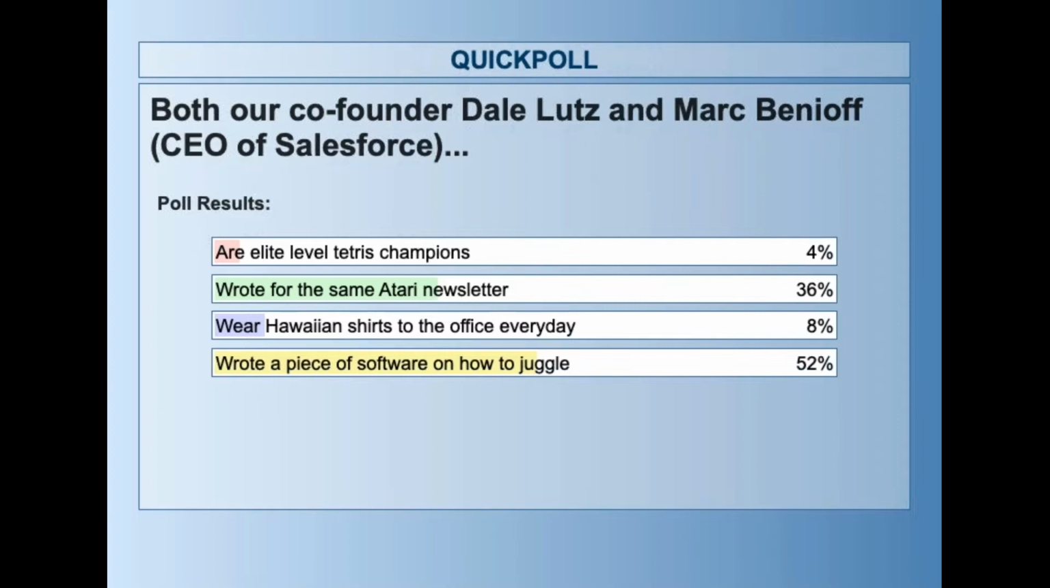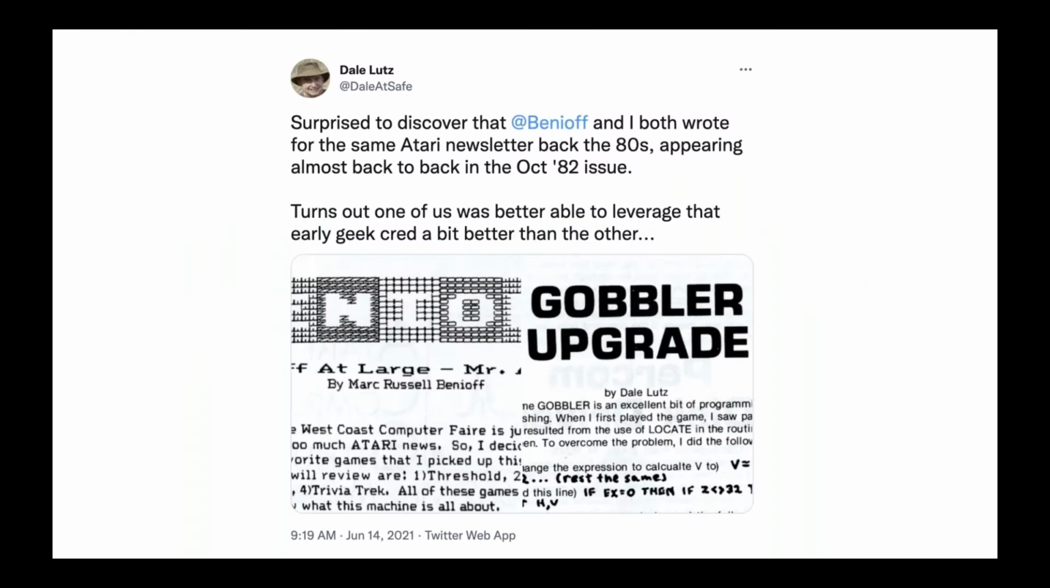Okay, so the clear front runner is, well, actually wrote a piece of software on how to juggle. However, if you voted for wrote for the same Atari newsletter, you're correct. Dale and Mark both wrote for the same Atari newsletter in 1982. And here's the tweet where this came out recently. Ever since, I think Salesforce and Save Software may have just been destined to be together. Okay.